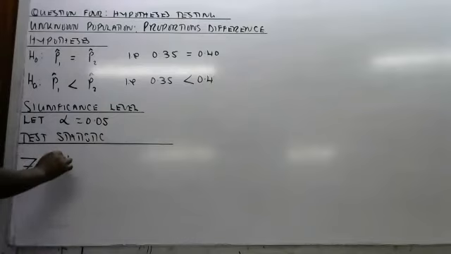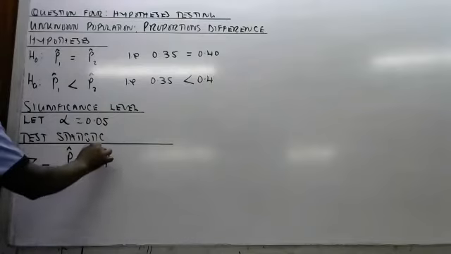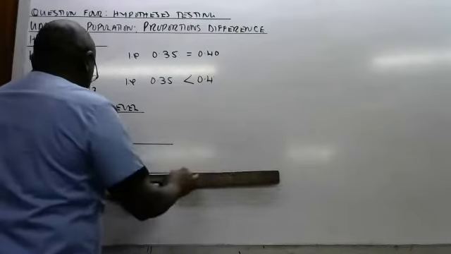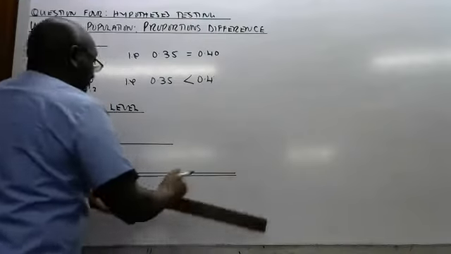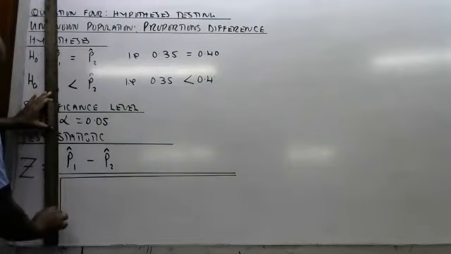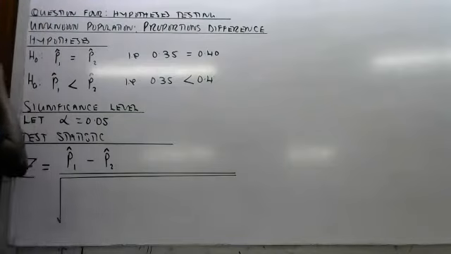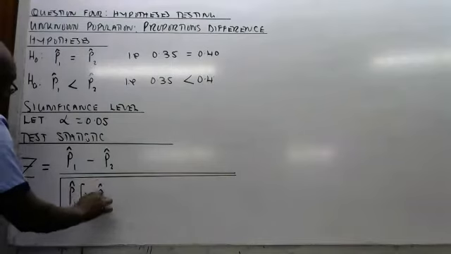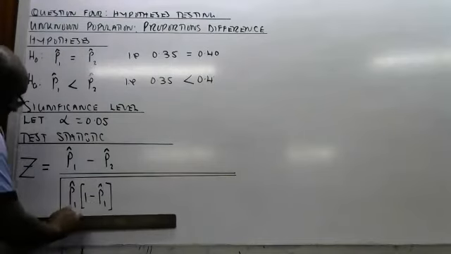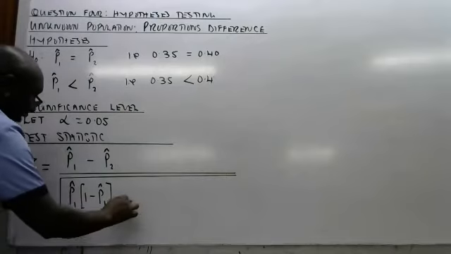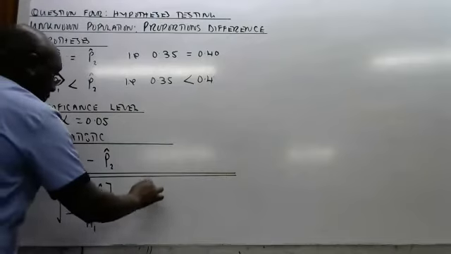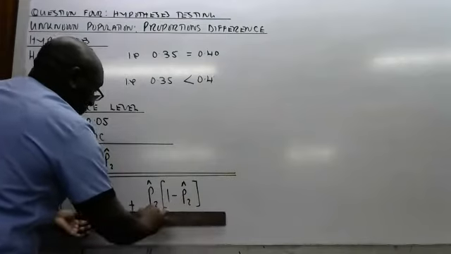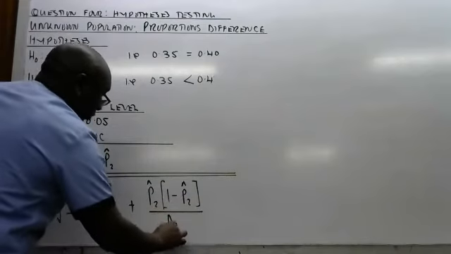So this one is given as sample proportion one minus sample proportion two, which you divide by the square root of sample proportion one times one minus sample proportion one, divided by n1, plus sample proportion two times one minus sample proportion two, divided by n2.